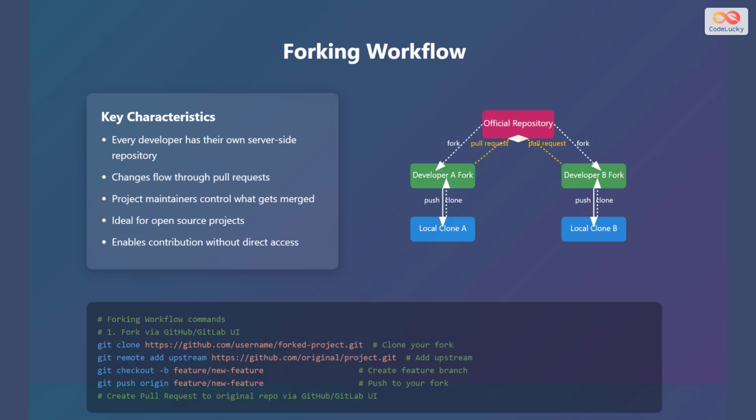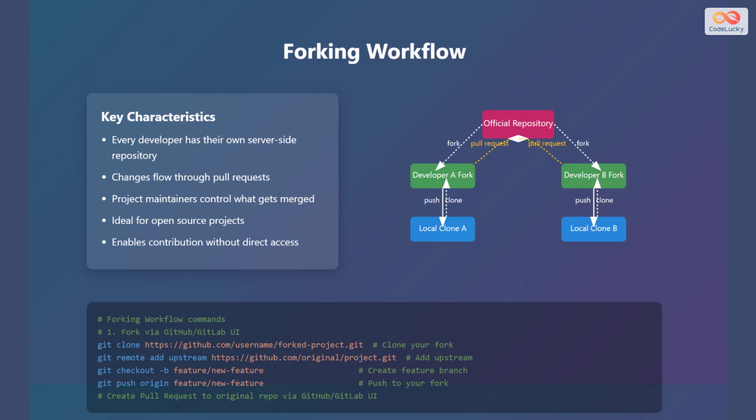Now let's discuss the forking workflow. In this workflow, every developer has their own server-side repository. Changes flow through pull requests. Project maintainers control what gets merged. It is ideal for open-source projects. It enables contribution without direct access.